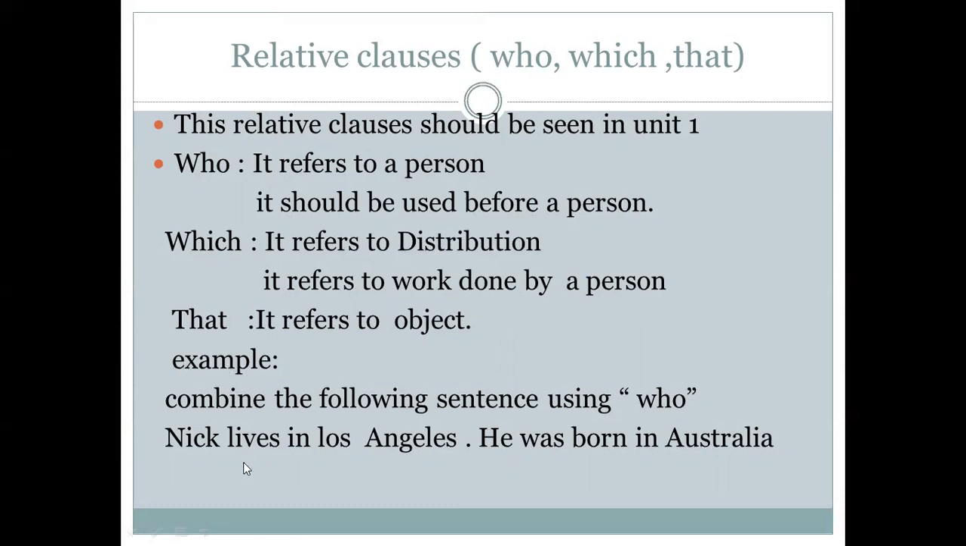For example, combine the following sentences using "who". Nick lives in Los Angeles. He was born in Australia. So "who" refers to a person. So we have to refer to a person. Nick, who lives in Los Angeles, was born in Australia. "He" should be removed because we specified the name. That's it.